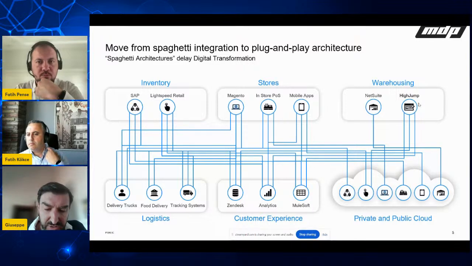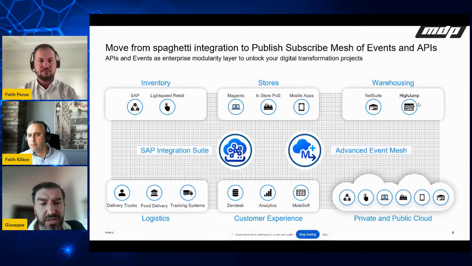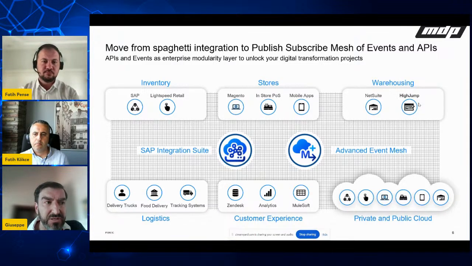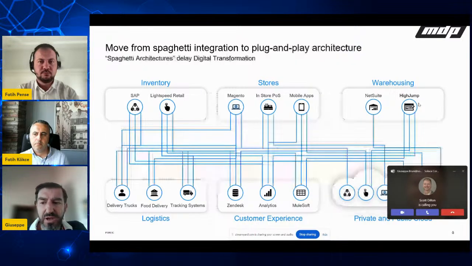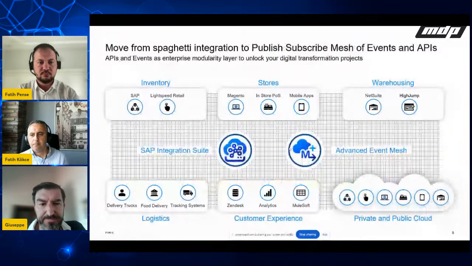Advanced event architecture and event-driven architecture changes that by creating a layer which is called the advanced event mesh. And the only connectivity that applications need to have is one connectivity to the mesh. From that point onwards, any events that they generate is forwarded to all the other applications in the ecosystem. So you go from having hundreds of connectivities that are needed, hundreds of point-to-point interfaces, to only one interface, to the mesh, and then the mesh takes care.